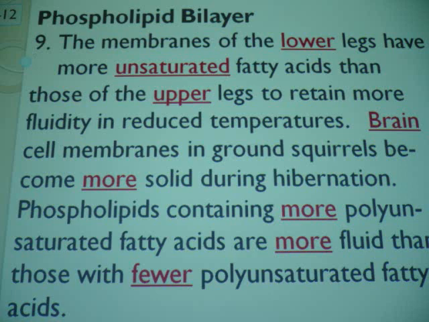If you eat too much meat, is that good or bad for you? Bad for you, because the meat products are saturated fats. That's not what you want to use to build those cell membranes.